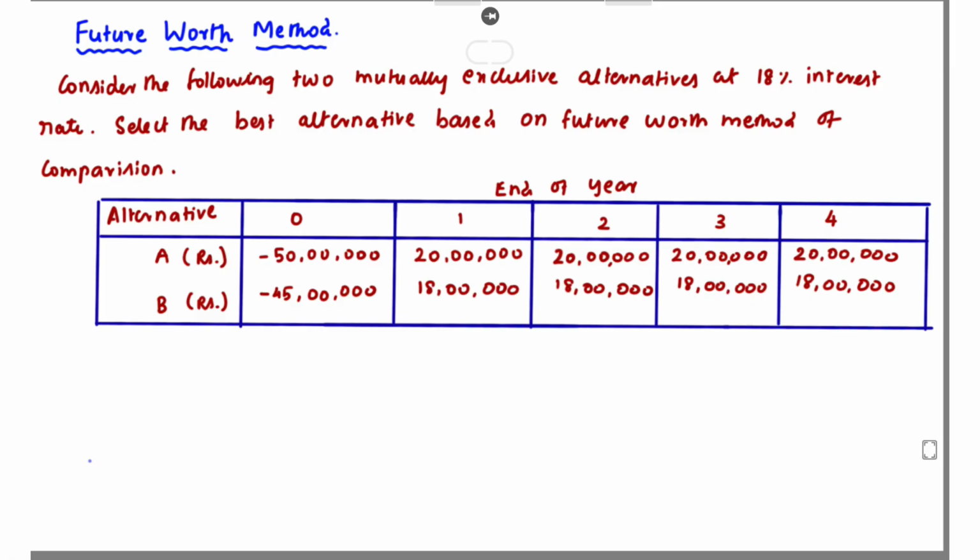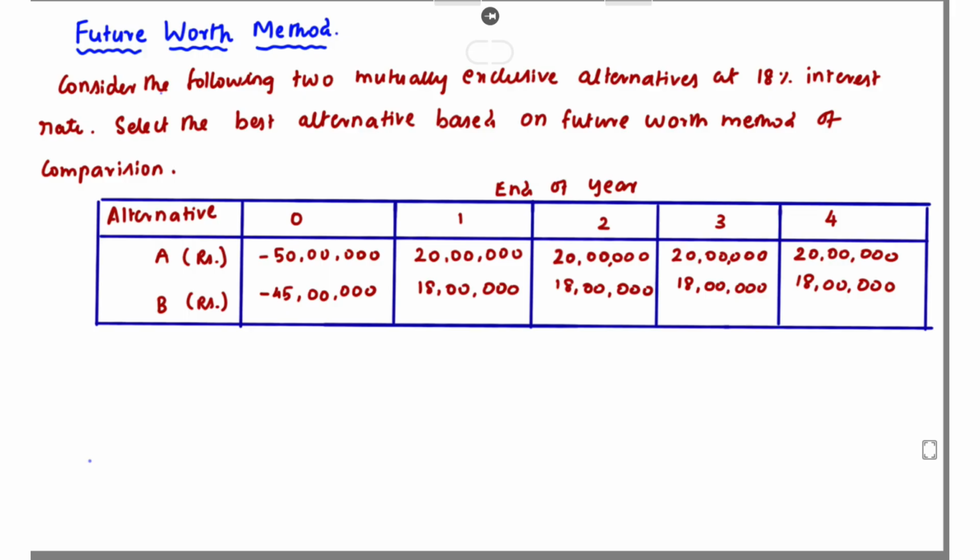The only difference is in choosing the best alternate from the future worth method. For the revenue dominated method, we take the maximum future worth of net revenue, and that is the best alternate. For cost dominated, the minimum future worth of net cost will be the best alternate. Whether we choose the revenue dominated or cost dominated method, whichever is suitable for you.